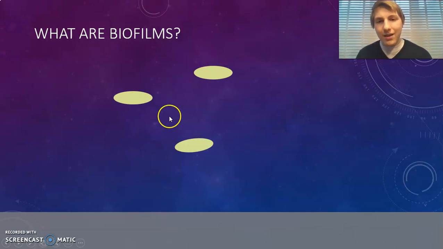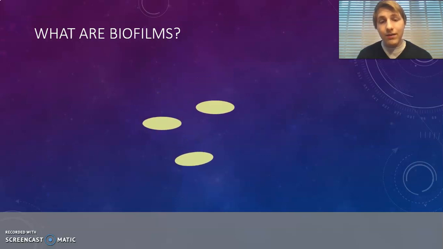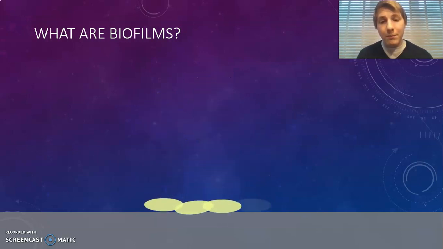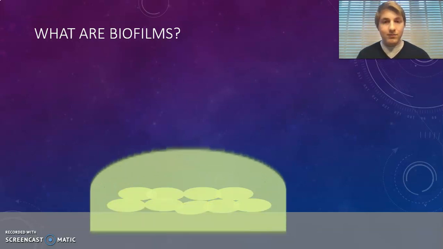So when we have some bacteria and they're just floating in their environment here and they're swimming around looking for a surface, we call that planktonic. So these bacteria are planktonic bacteria and they're looking for somewhere to adhere to. And when they find that surface, they will attach and they'll start to replicate. And as they do this, they will be producing and secreting this biofilm.